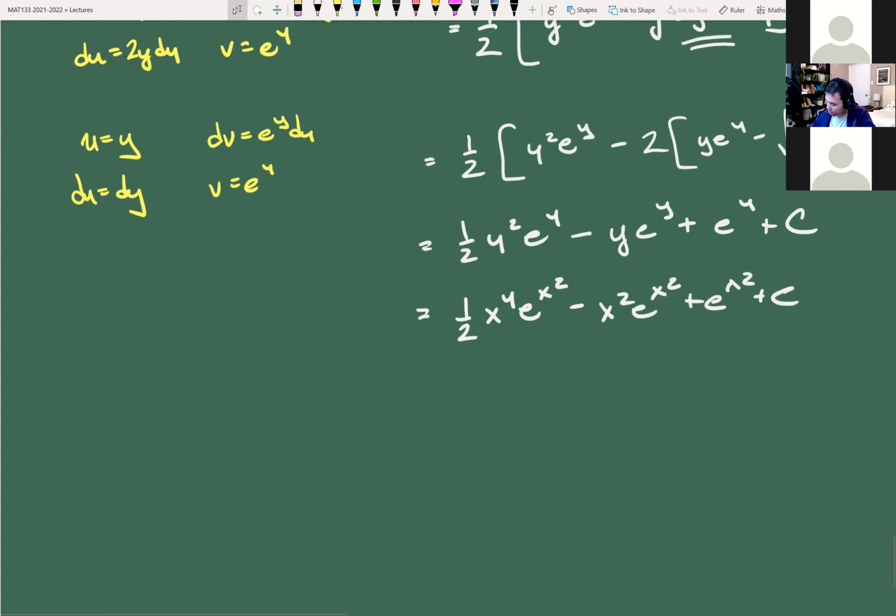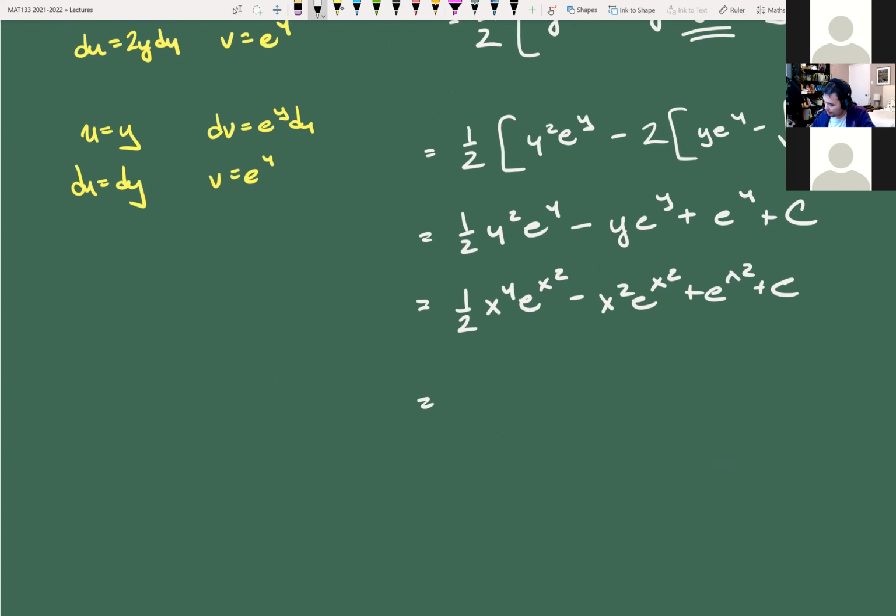And if you really want, you could do some factoring. You could pull out an e to the x squared. You get x to the 4 over 2 minus x squared plus 1, plus c, like that. Kelly, is that what you got? Sweet, there you go.